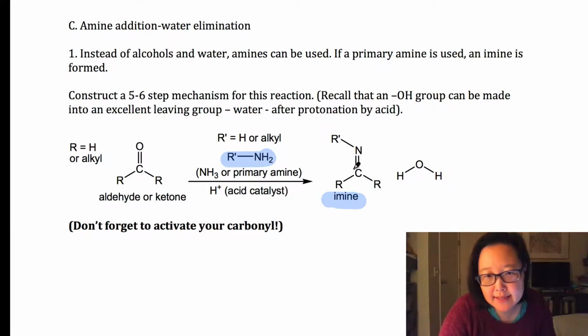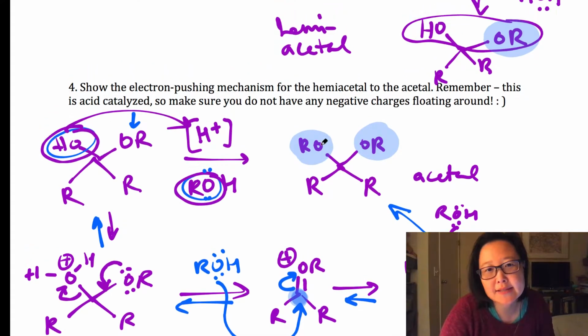An imine is a carbon-nitrogen double bond. So that's our goal. And it's very similar to the reaction we just did with alcohol and water. So let's look at those reactions.